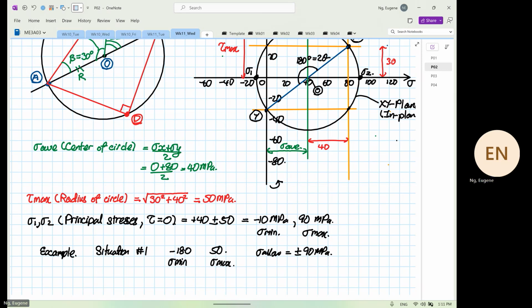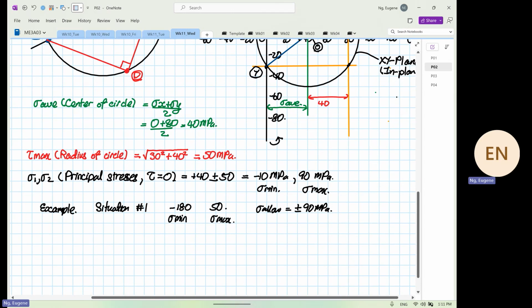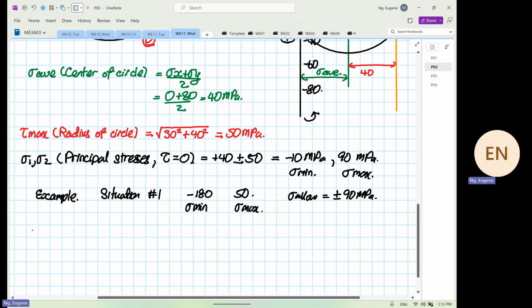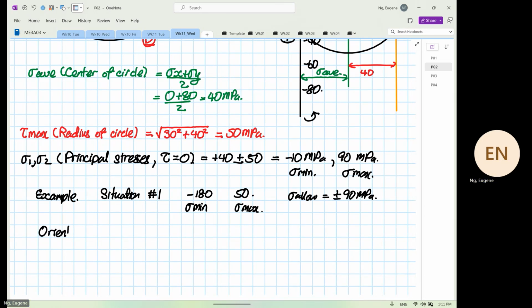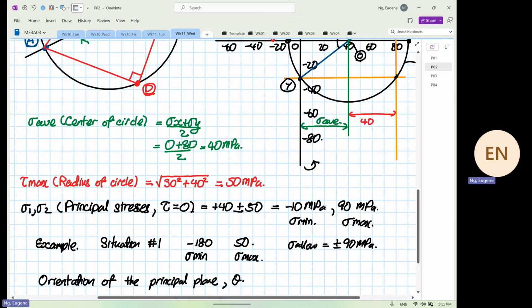Right. So the next thing we're going to calculate is the principal plane. So the next thing we're going to calculate is the orientation of the principal plane. This is usually labeled as theta. Theta in the real world.